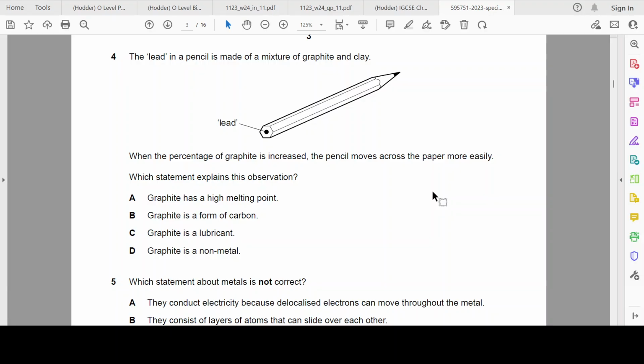It's not a liquid, obviously. It's not grease, it's not oil. But it is a lubricant in that sense. So it's actually C.